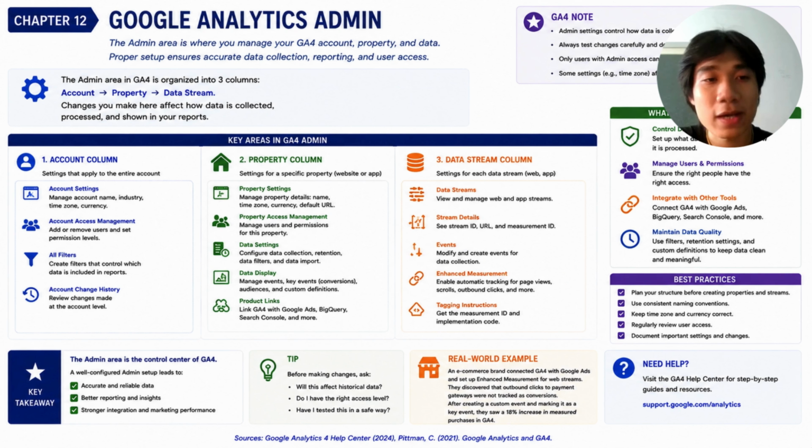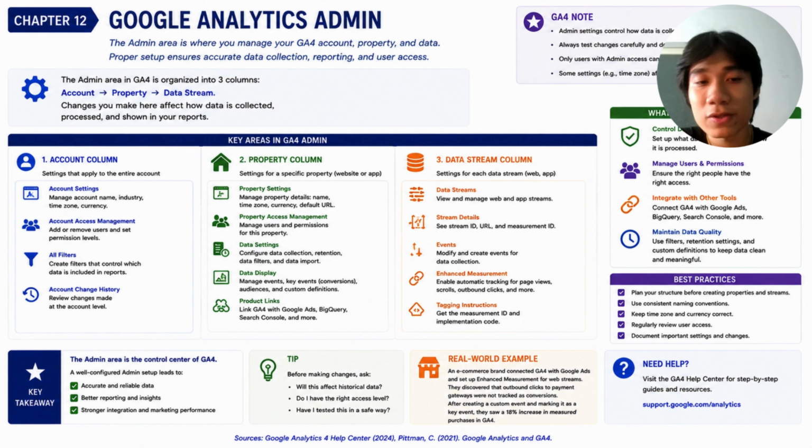At the account level, we can manage user access and overall account settings. At the property level, we can configure the website or app we want to measure. Finally, the data stream contains the tracking settings that allow Google Analytics to collect data from a website or mobile app. The admin panel also allows us to manage event conversions, user permissions, and product links, such as connecting Google Ads with our Search Console.